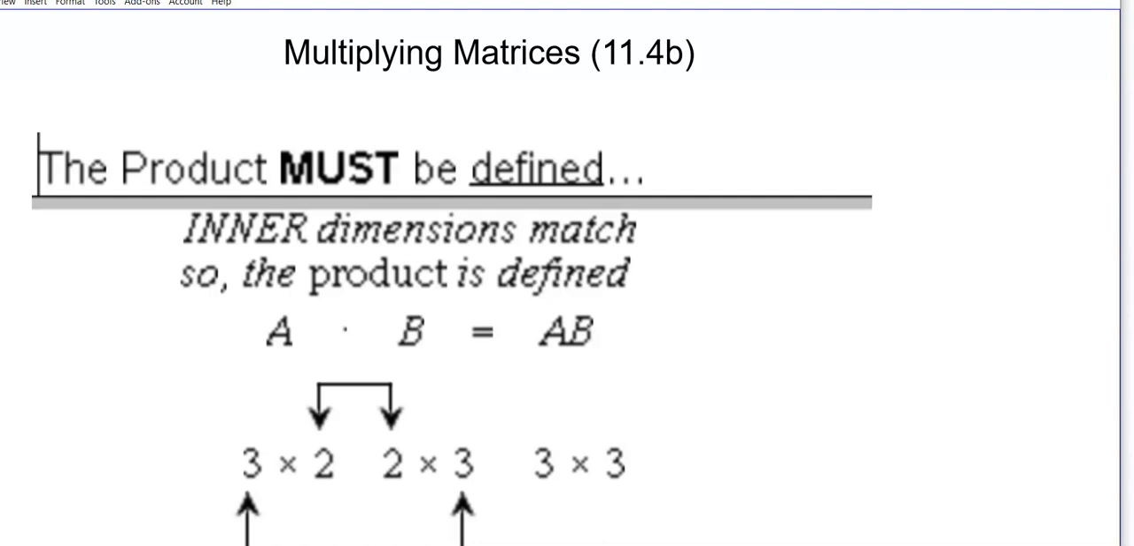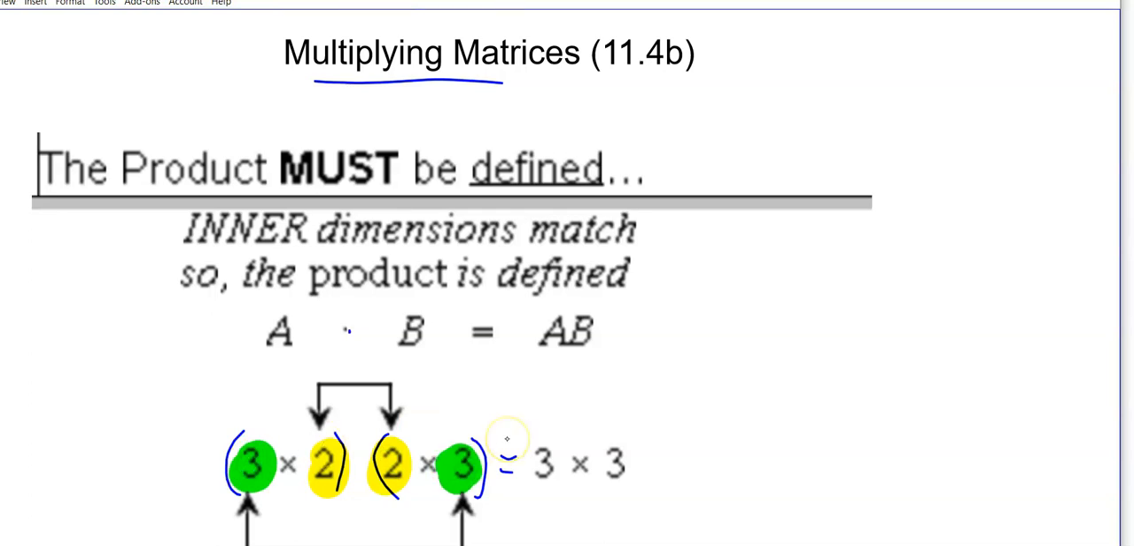Okay, let's get to multiplying matrices, the second part of the lesson here. So the inside dimensions: say the dimension of matrix A is a 3 by 2, and the dimension of matrix B is a 2 by 3. We're going to multiply those two matrices. What you have to look at is, do the inside dimensions match? When you line those up, because those inside dimensions match, I can.